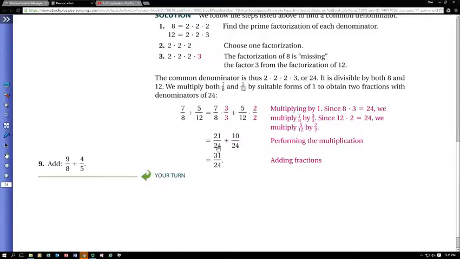Now I can add. I have exactly the same denominator. I just add the numerators, and I get 31 over 24, excuse me. And then I need to check to make sure that's in simplest form. In this case, it is.